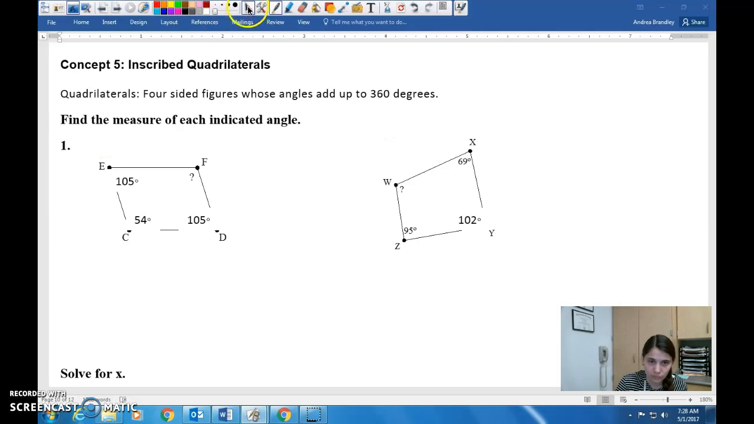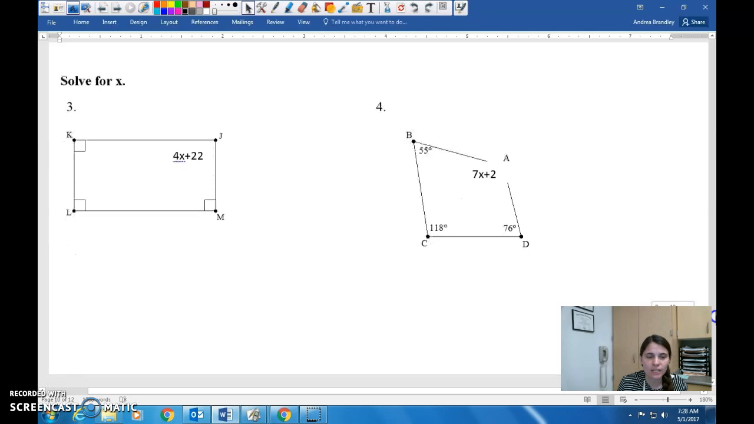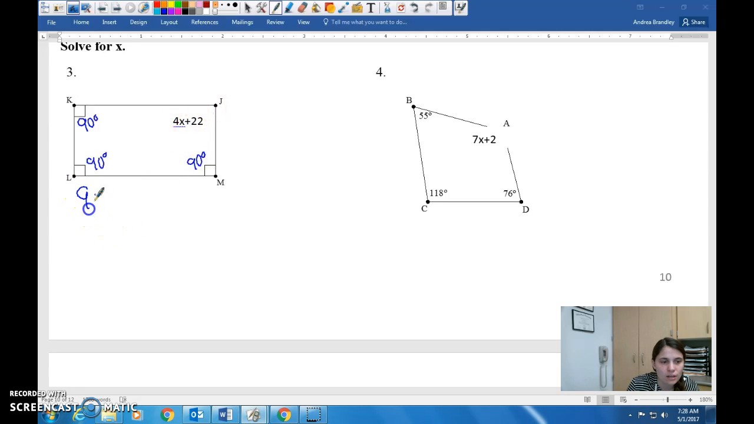Okay, the next part, I have some more quadrilaterals with some different information given. This here is a right angle, which means it's 90 degrees. So all of these angles are 90 degrees. I can do the same thing I just did to figure out what this angle should be. I do 90 plus 90 plus 90 is 270. 360 minus 270 is 90, which makes sense. So this angle is 90 degrees.